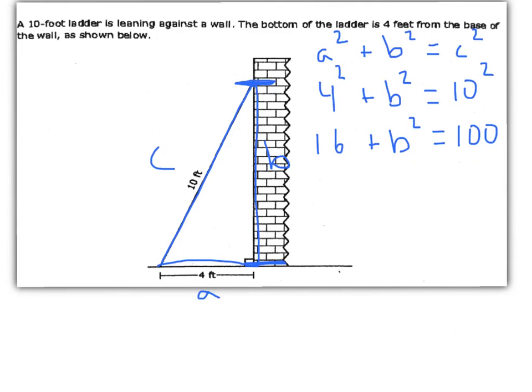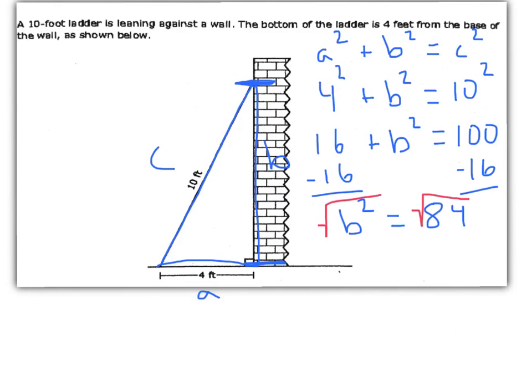So if I solve for b squared, I'm going to subtract 16 from both sides, and I end up with b squared equals 84. When I get to this point, I need to take the square root of both sides, because that's the opposite of squaring something, and we end up with b is roughly just a little bit more than 9. So it's going to be right around 9 feet. The ladder will touch the wall just a little bit more than 9 feet off the ground.